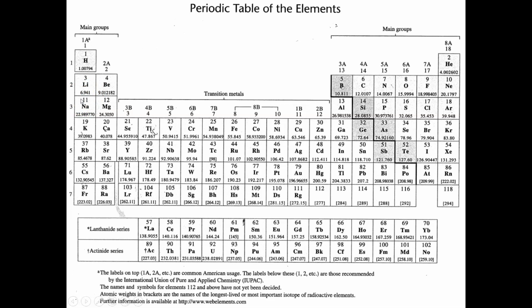We're going to focus in this video almost entirely on what are called the main group elements, elements in groups 1, 2, and then 13 through 18 or 3A through 8A. We're not going to say much about transition metals in this video.